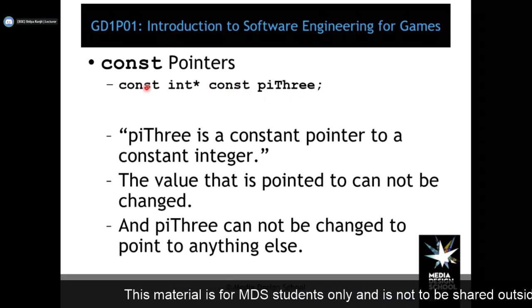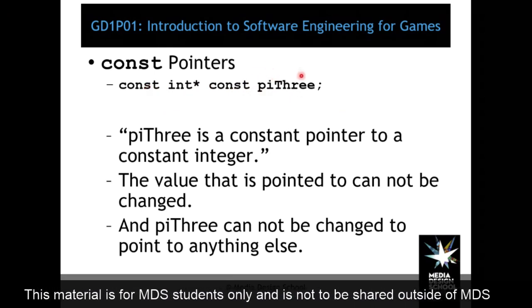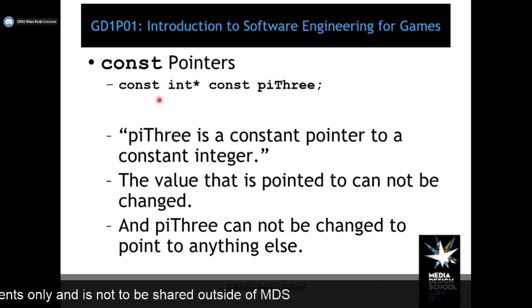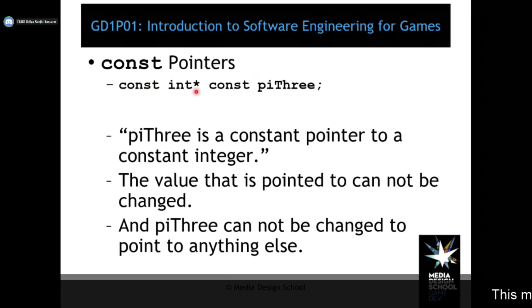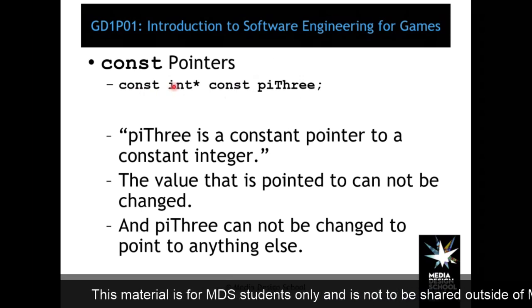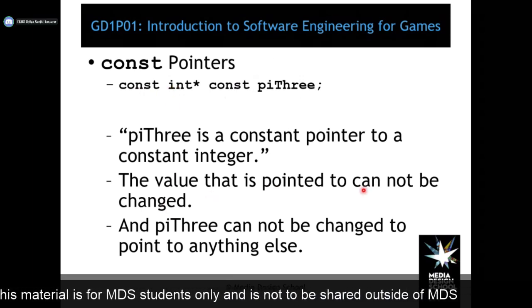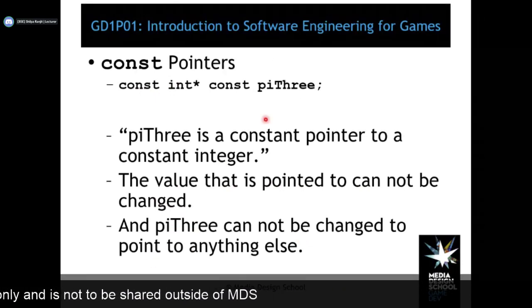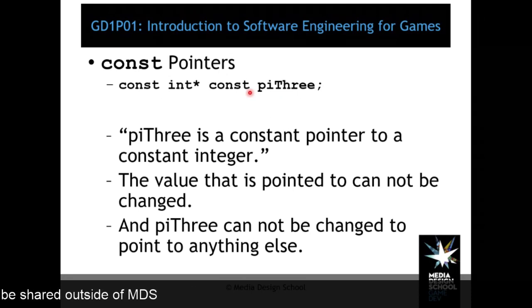So what this means is neither the address contained in pi3 can be changed, nor can the value that is pointed to by pi3 be changed. All right. So it is a constant pointer, plus it is a constant integer at that address. So the value that is pointed to cannot be changed, and pi3 also cannot be changed to point to anything else. So you have two constants there. So basically, you cannot do anything with this.